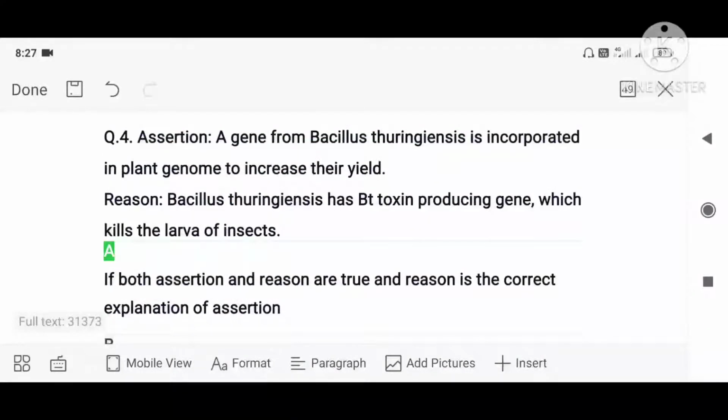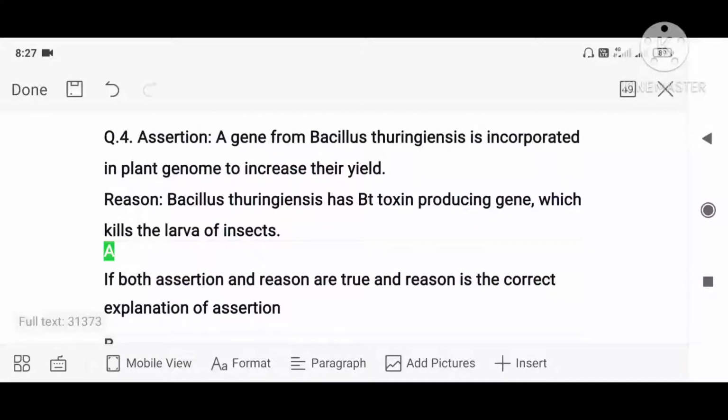A gene from Bacillus thuringiensis is incorporated in the plant genome to increase the yield. Bacillus thuringiensis, you know, they are acting as what? Pesticides, isn't it? So obviously if the pests are not affecting, then the yield will be more. The reason given is that Bacillus thuringiensis has Bt toxin which kills the larvae of the insects. So are both correct or not? Yes, both are correct. Bacillus thuringiensis is increasing the yield when incorporated in the plant, as they are acting as pesticides. The reason is also correct. It has a Bt toxin which kills the larvae.